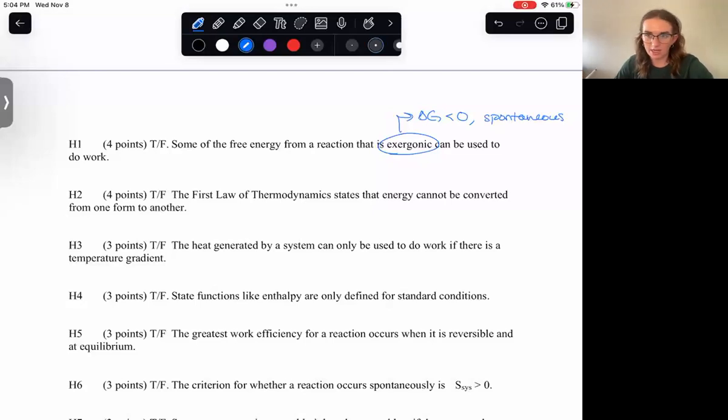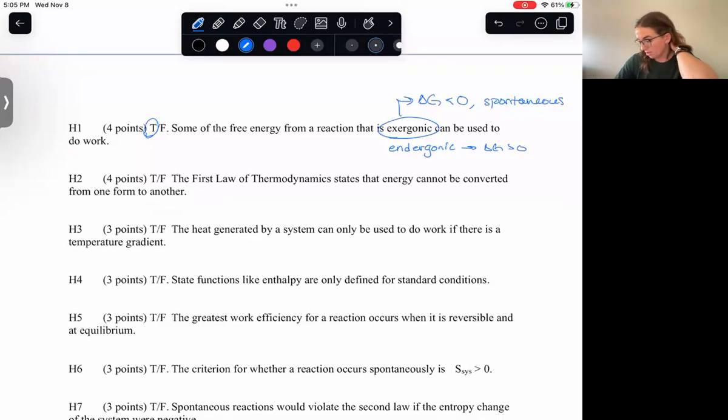If it's endergonic, with an EN, then delta G is greater than 0. Okay, so true or false: some of the free energy from a reaction that is exergonic can be used to do work. Yep, perfect. This one's going to be true. As someone else mentioned in the chat, delta G is less than 0. That means we're going to release energy. So that energy that is being released can be used in a different reaction. Awesome.